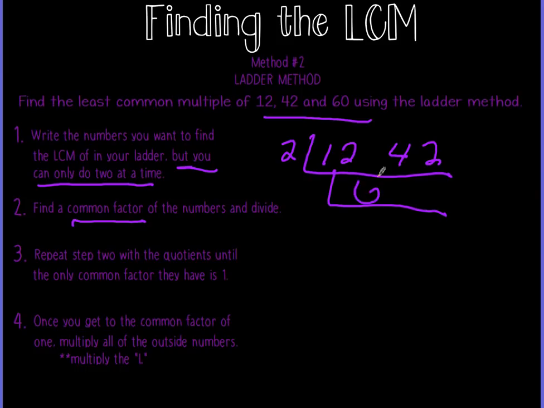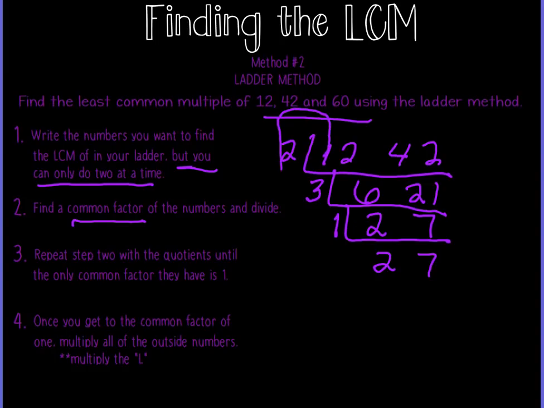12 divided by 2 is 6. 42 divided by 2 is 21. I know both of these are divisible by 3. 6 divided by 3 is 2. 21 divided by 3 is 7. The common factor here is 2. Now I actually have to pull these last 2 numbers out, because I repeat those steps until I get down to 1. Now with the LCM, we multiply all the outside numbers.